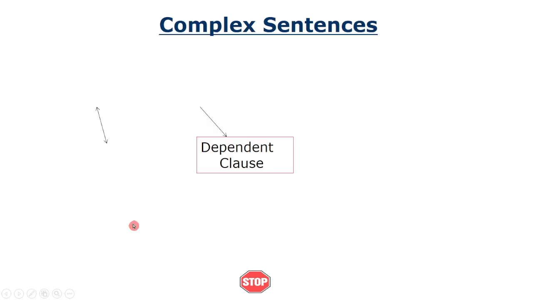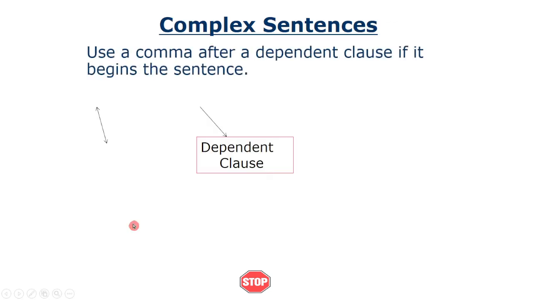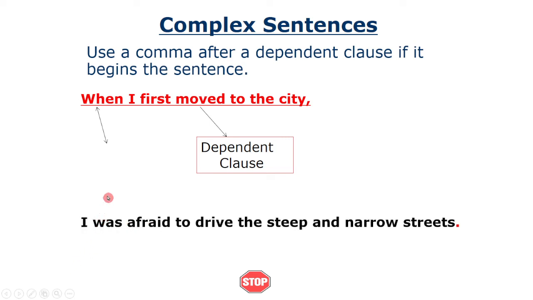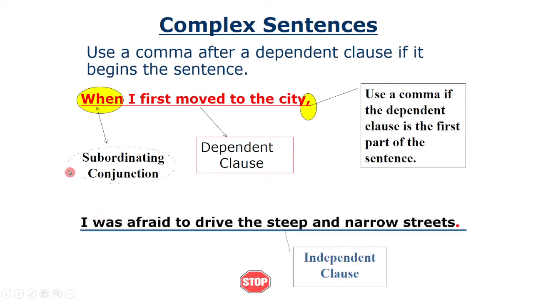Here, complex sentence: use a comma after a dependent clause if it begins the sentence. So keep in mind, if, when I first move to the city, the dependent subordinate conjunction is first, then we use the comma after it. So here is a comma, so a dependent clause. I was afraid to drive this steep and narrow street.